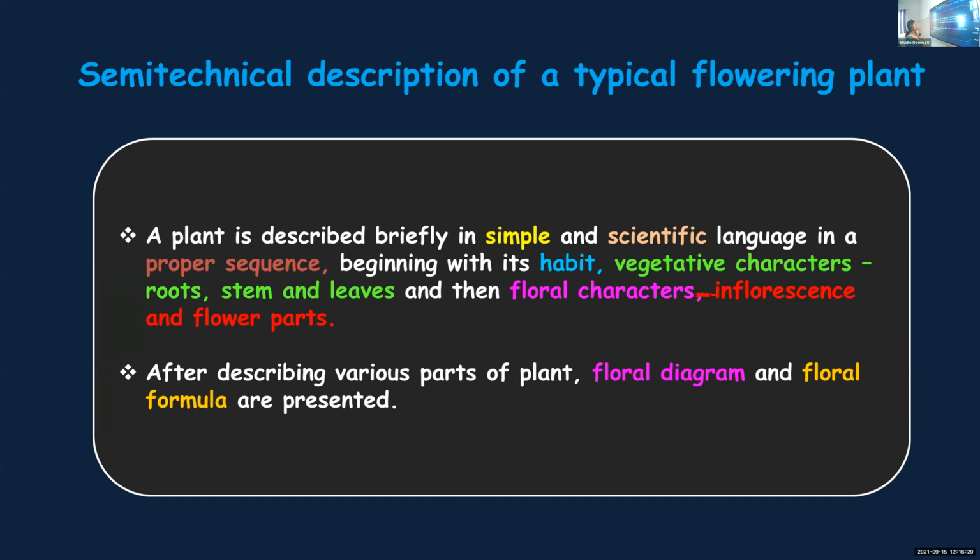Once again, here the plant is described in simple and scientific language in a proper sequence, beginning with its habit, vegetative characters like roots, stem, leaves, and the floral characters like inflorescence and floral parts. So once the plant parts are described, then the floral diagram and floral formula are presented.